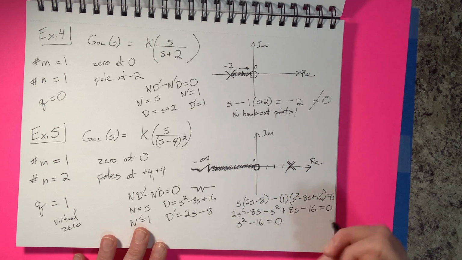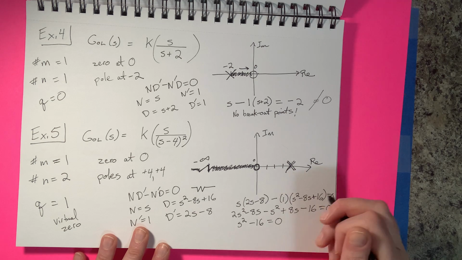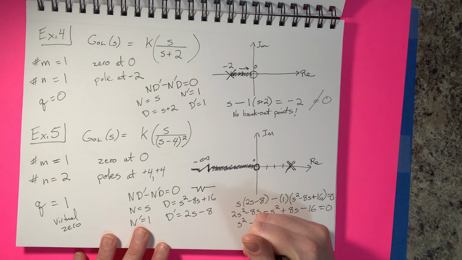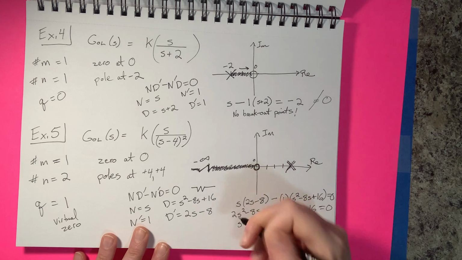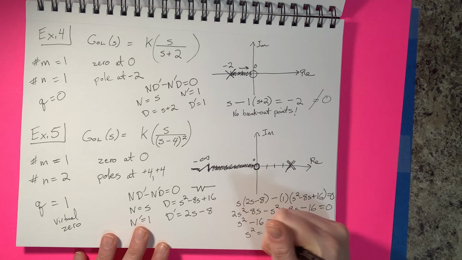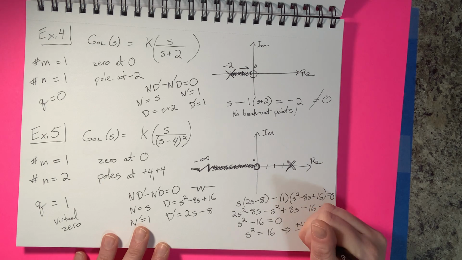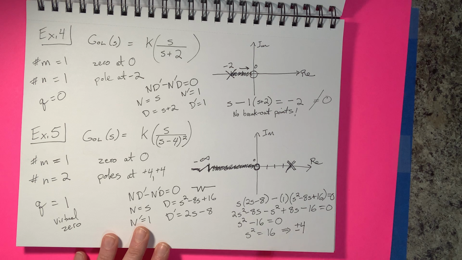Okay. All right, if we were to solve this, then we would get that s squared equals 16. If we plug in 4, of course that works. If we plug in negative 4, that also works. So plus or minus 4. So we have two solutions.